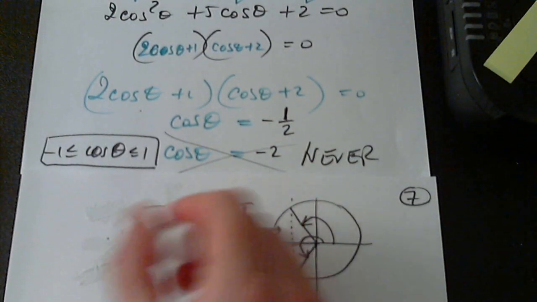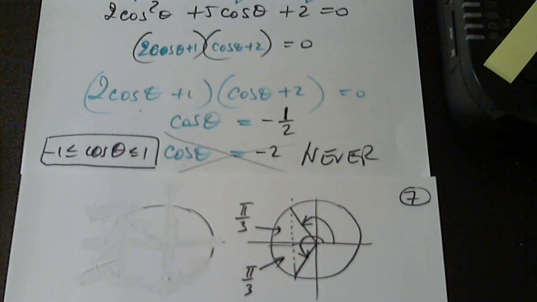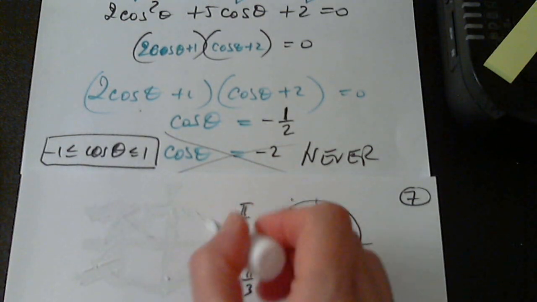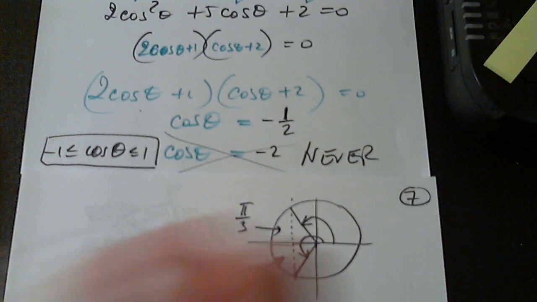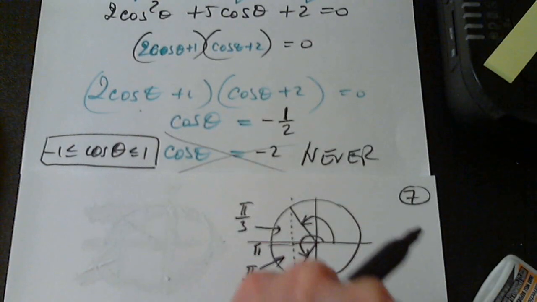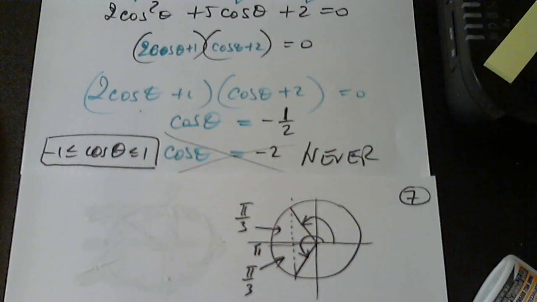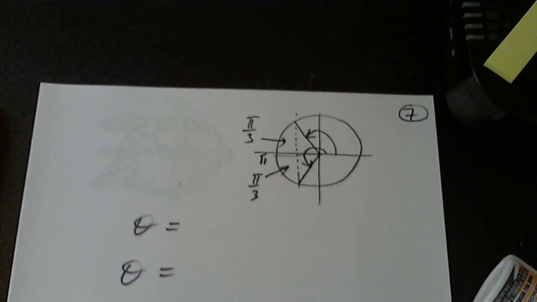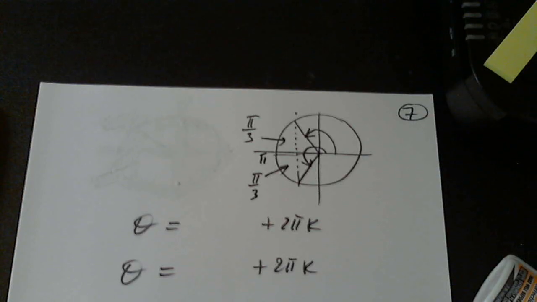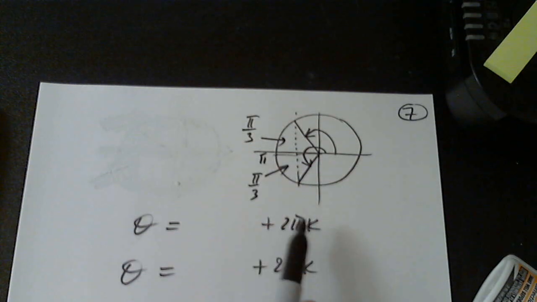Okay, so what angles are we talking about? Both of them in the second and the third, and both have a reference angle of pi over 3. Good. So remember, this is pi. Pi minus pi over 3 and pi plus pi over 3. So what are they?